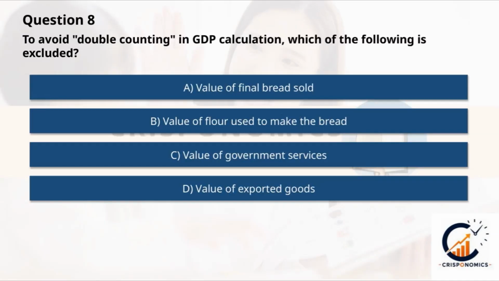When calculating GDP, we want to avoid counting the same value more than once. This is called double counting. Here we have 4 options: the value of the final bread sold, the value of flour used to make that bread, the value of government services, and the value of exported goods. The key is to exclude the value of intermediate goods, like the flour, because its worth is already included in the final product. So to keep GDP accurate, we leave out the flour's value.